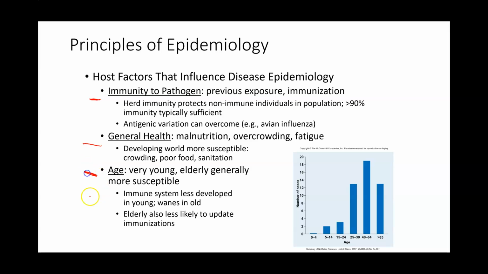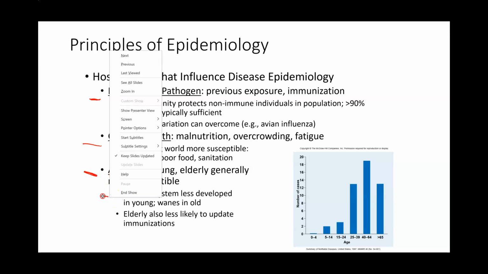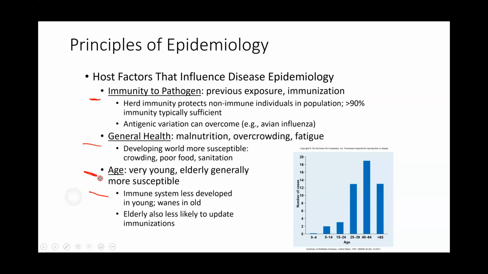Your age is going to be a factor. Typically, the most susceptible are the individuals that are super young and very old. Whereas individuals that are in their young adulthood or middle age are going to be the most protected. And so part of this is because you have a good immune system and you're still going to the doctor on a regular basis and updating your immunizations, usually because you have children and grandchildren.